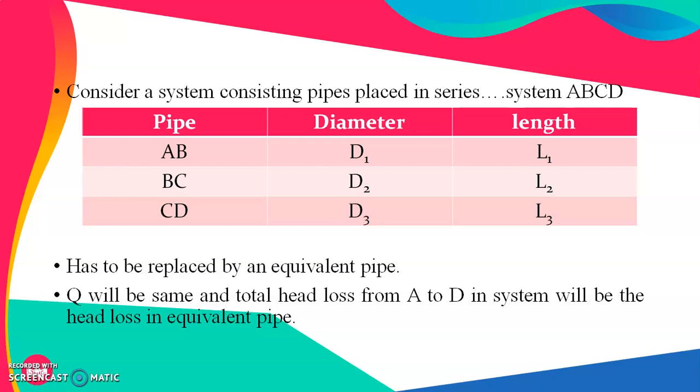So now suppose we need to replace it by an equivalent pipe. For that, as it needs to behave hydraulically the same, Q will be the same and the total head loss from A to D in the system will be the same. And we will try to replace this segment ABCD by one small pipe of hydraulic equivalence, that is the equivalent pipe.